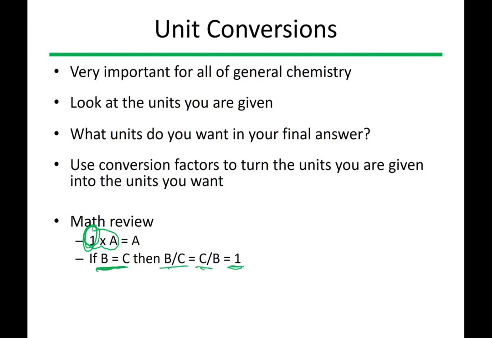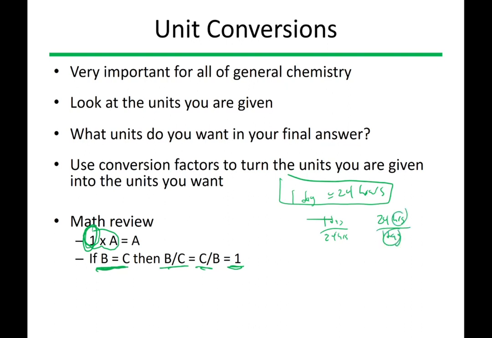So if we get any relationship, for example, 1 day is equal to 24 hours, we can now use this as a conversion factor. We can multiply anything we want by 1 day divided by 24 hours, since this is just equal to 1. Or we can multiply anything we want by the reciprocal, 24 hours divided by 1 day. And this can be useful if we want to get rid of any of these units.